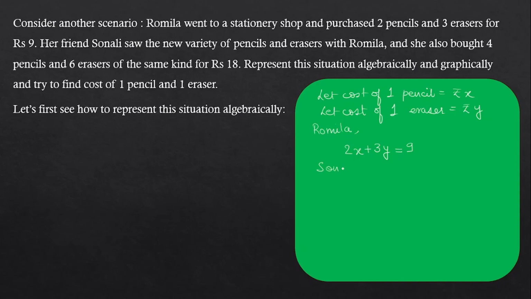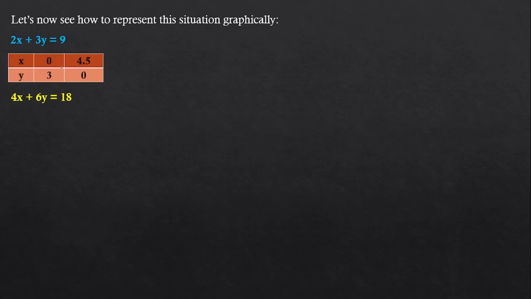Similarly, let us find the condition for Sonali. She purchased 4 pencils and 6 erasers for rupees 18. So we get the equation 4x plus 6y is equal to 18. Now let us see the graphical representation of this. Again, I have 2x plus 3y is equal to 9 and 4x plus 6y is equal to 18. Now, using the method we discussed in the previous example, we will find two values for x and y satisfying both the equations. For the first equation, we get the values of (x, y) as (0, 3) and (4.5, 0). And for the other equation, we get the solutions as (3, 1) and (1.5, 2).